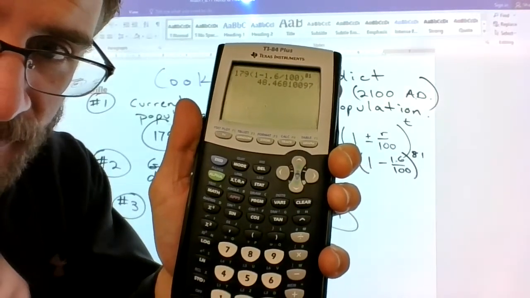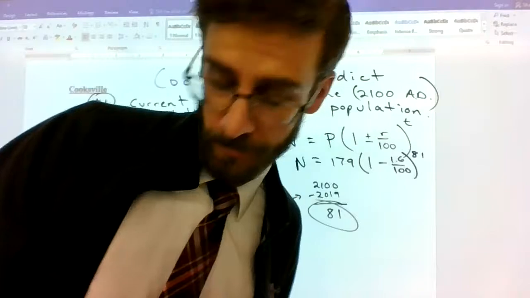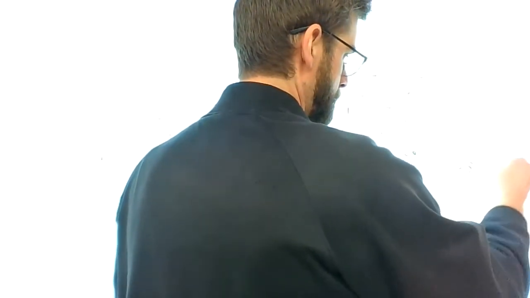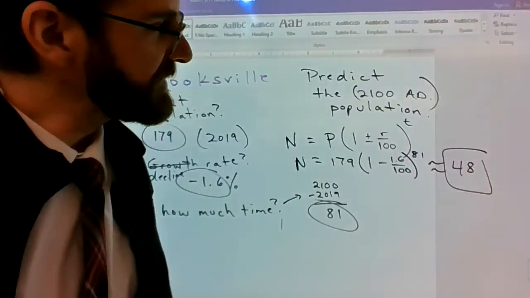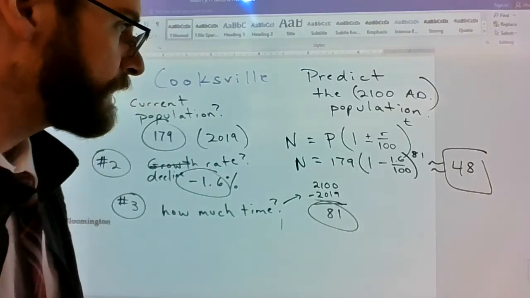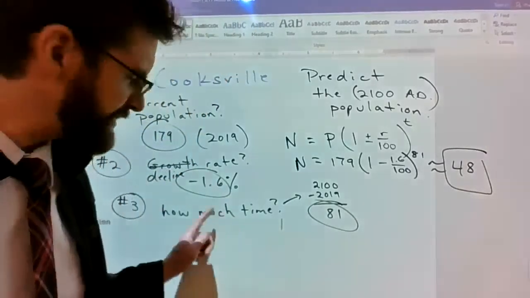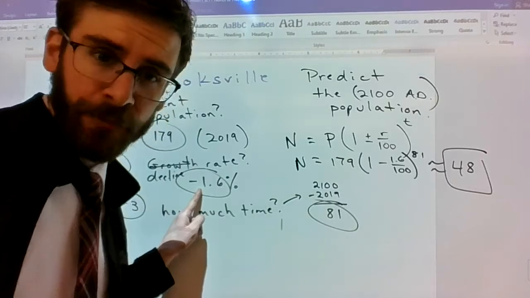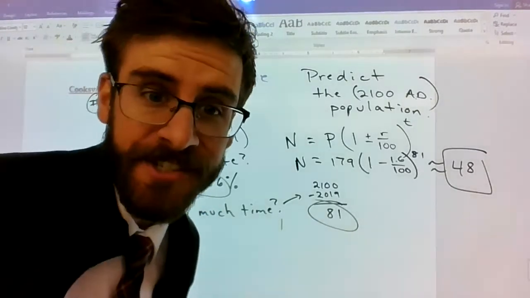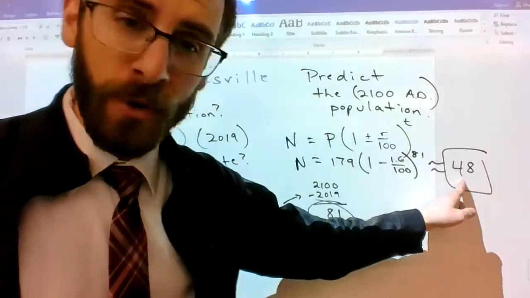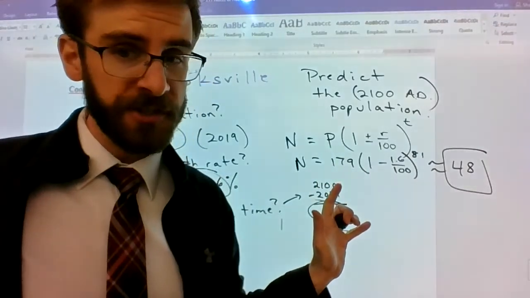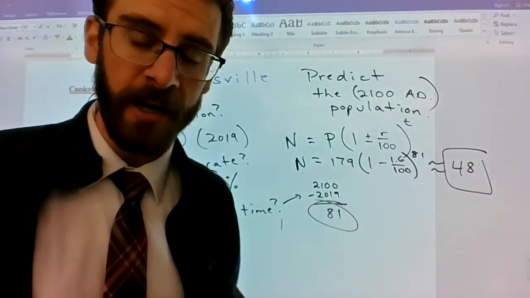48.47. So it's about 48 people. That's the estimated population of Cooksville in 2100 AD. Which is kind of amazing to think, because this seems like a minimal decline rate, right? I mean, we're losing 1.6%. Doesn't seem that significant. Well, over the course of 81 years, if it doesn't change, if it's always just 1.6%, there's only going to be 48 people left in that small town.